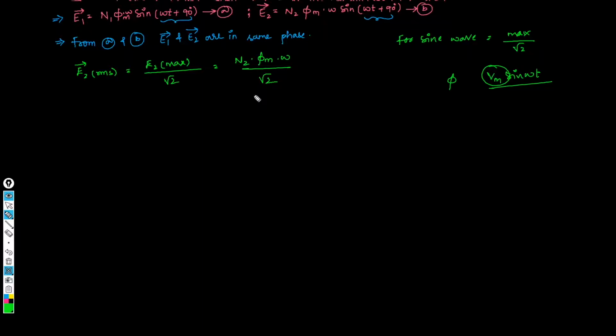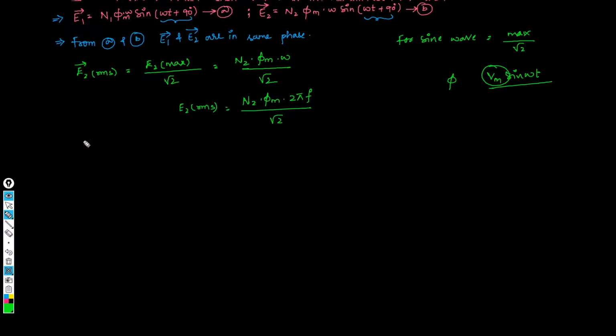we can calculate E1. Before calculating the E1 RMS value, let us simplify the E2 RMS value. So the E2 RMS value is equal to N2 into phi m into omega, and omega can be written as 2 pi into f. That is, we are considering here radians, and now we are converting it into frequency.